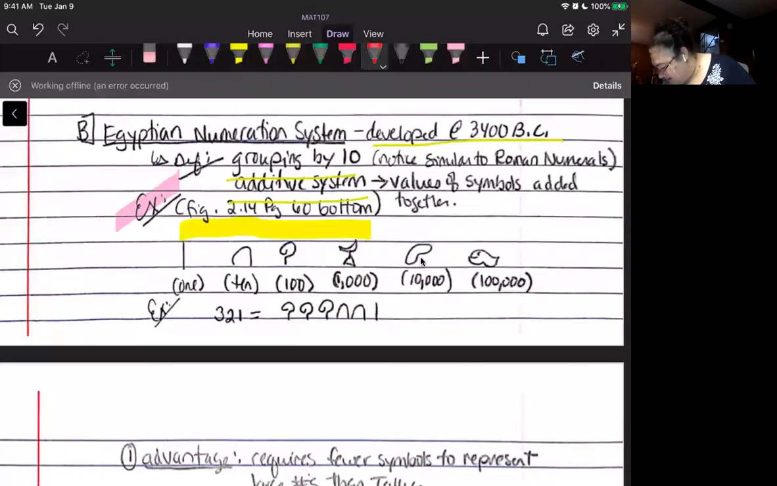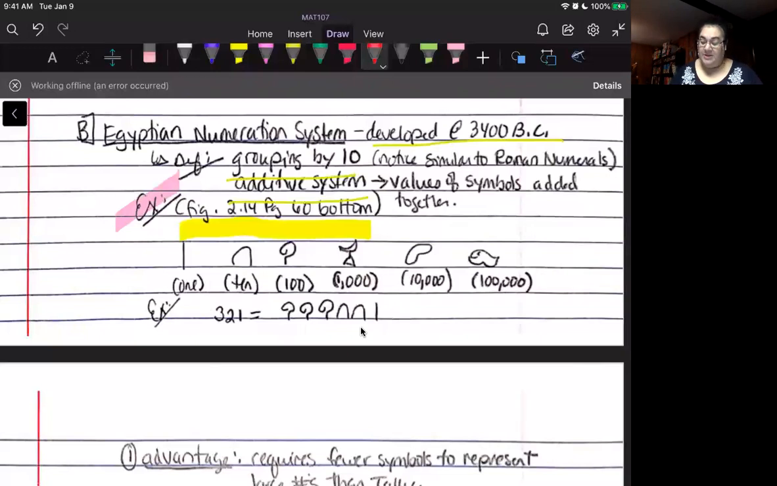This was the pointing finger. And this was a fish, so we were on the money on that one. That is called fish. And they have one more, which looks like a little stick figure man, and that one was called the astonished man, and that represented 1,000,000, but I didn't think we had to go that far, okay? So, for example, to write the number 321, they would write it this way, okay?